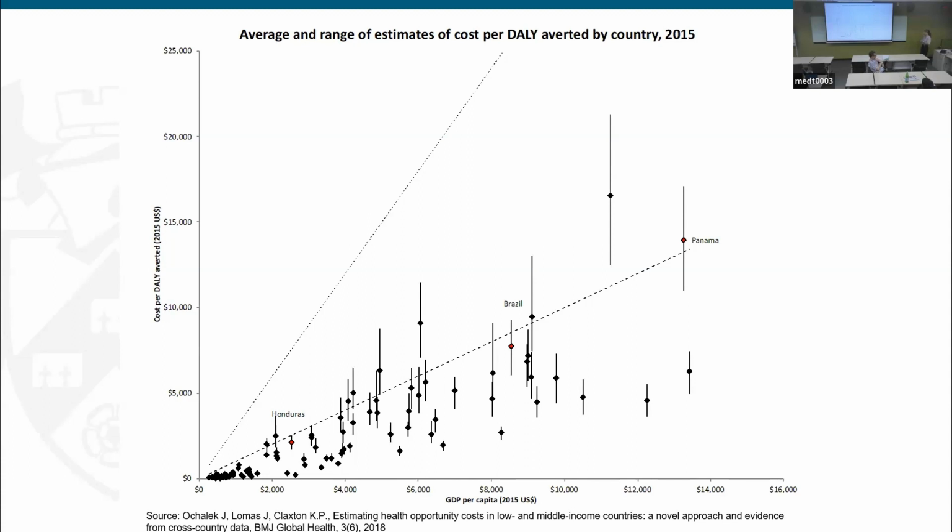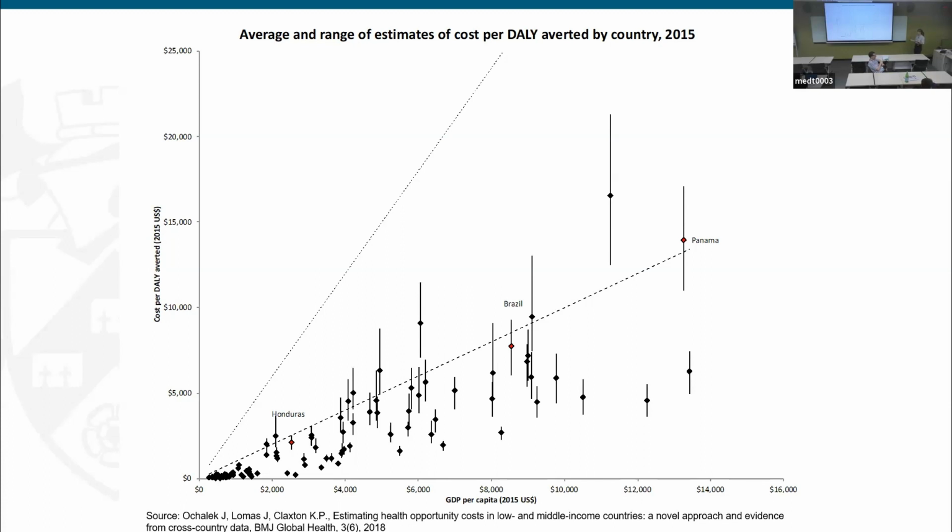And so this work helped to show that those were too high, and that if you're going to be making decisions on the basis of 3 times GDP per capita, which is what WHO was saying was cost effective, you're actually potentially going to be doing more harm than good if you're looking at something that has an incremental cost effectiveness ratio that falls between the true estimate of health opportunity cost and 3 times GDP per capita.